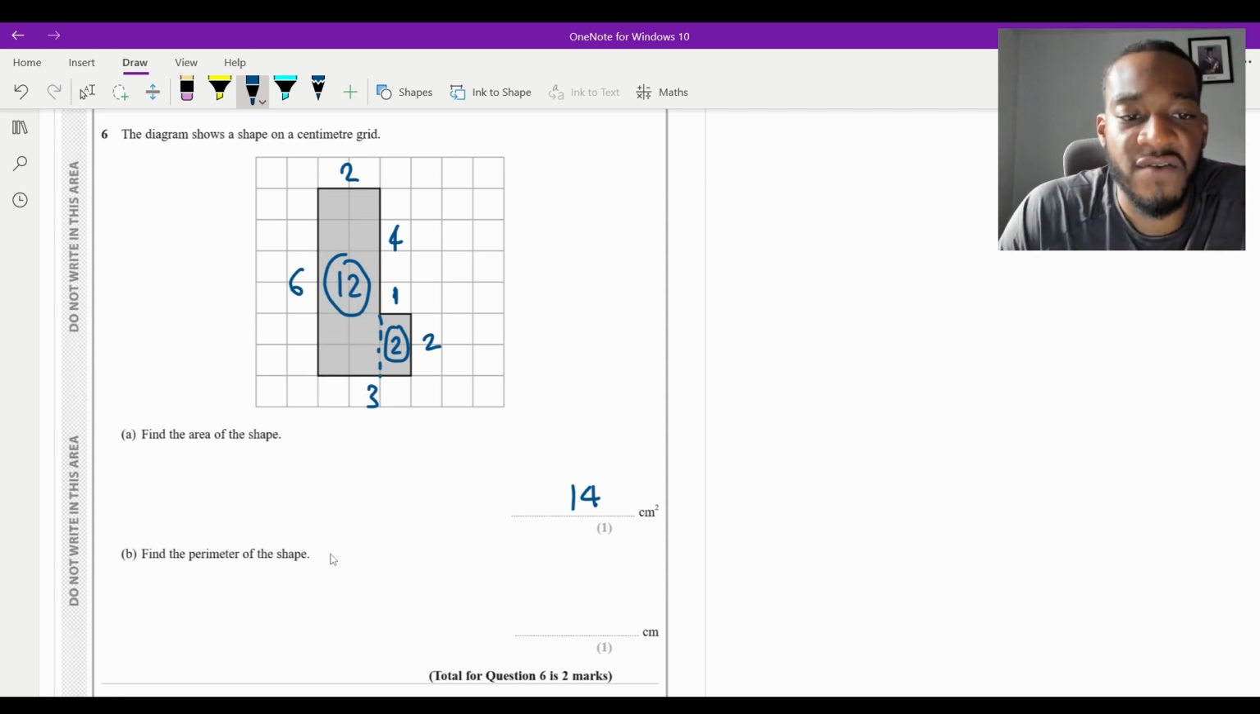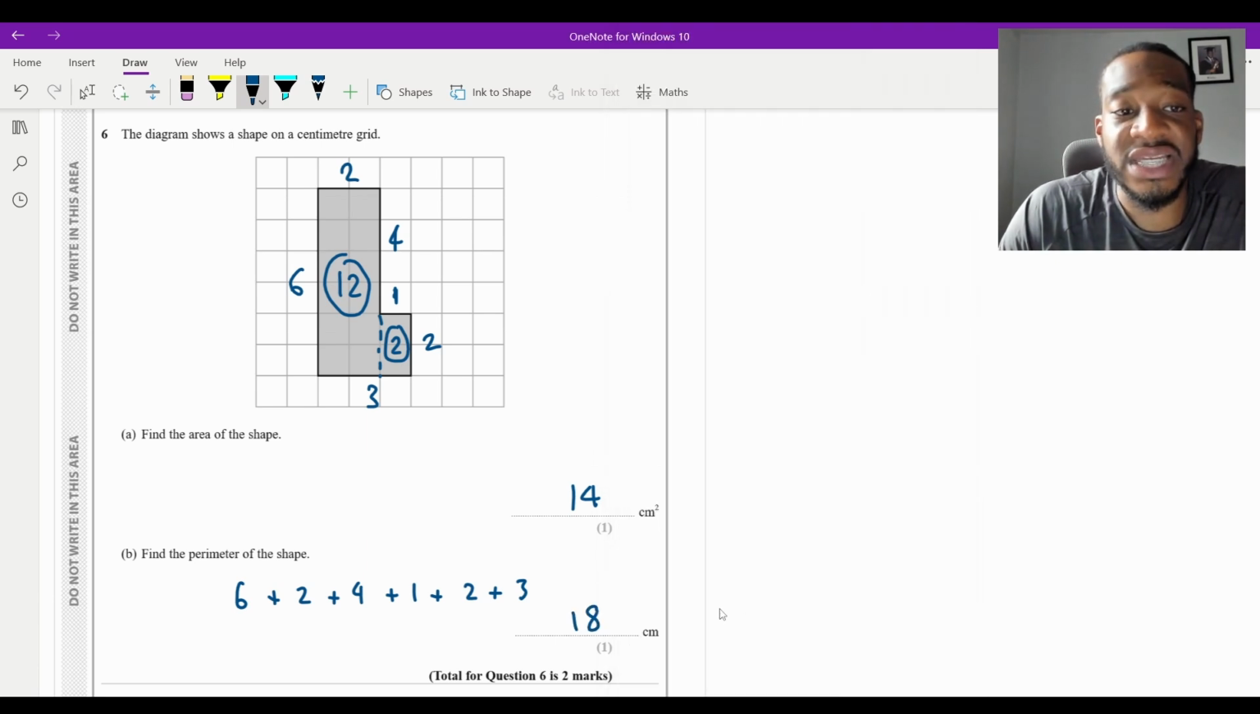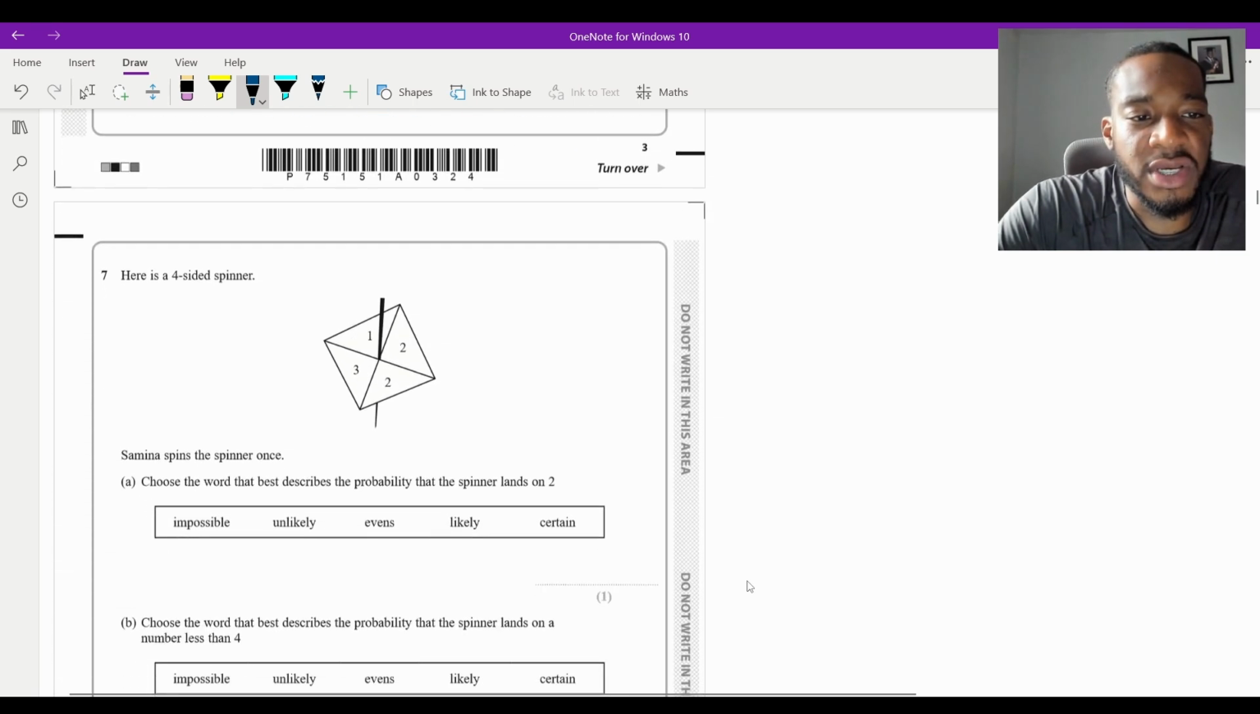So we're just going to add all of those together. So it's going to be 6 plus 2 plus 4 plus 1 plus 2 plus 3. Now remember, this is a calculator paper, so always use your calculator just to be safe. 6 plus 2 plus 4 plus 1 plus 2 plus 3 is equal to 18. So it's just 18 centimetres. That's question 6. Let's go to question 7.